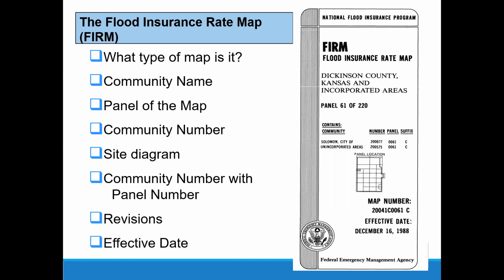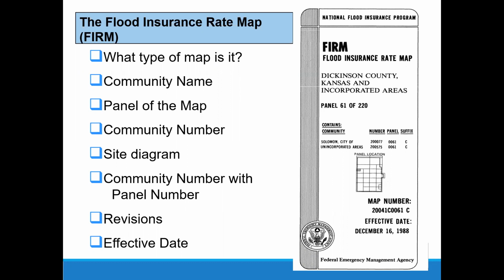So 20041, and then C is for county-wide, 0061, and then following that is another C, and that is for the number of revisions. So this has been revised 3 times, and that's what that letter tells you. So don't be fooled by the top portion of the title block where it says panel 61 of 220. That is an abbreviation. So when your permit or an elevation certificate asks for the map and panel number, then that's the full number that you're looking for towards the bottom.